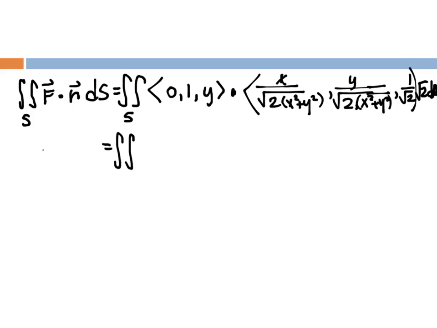The first one's 0, right? So I'll write it down. Of course, if you leave it off, it's fine. What about the second one? It's the same thing, right?